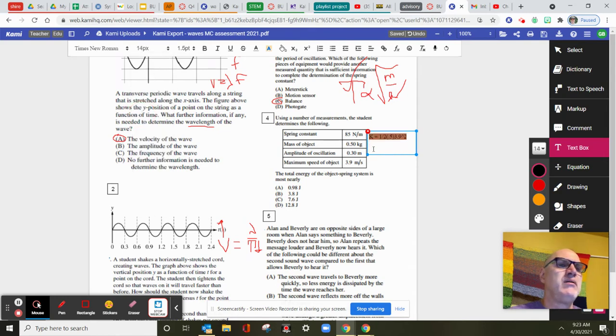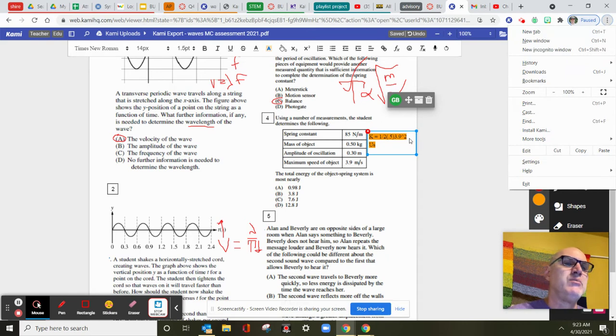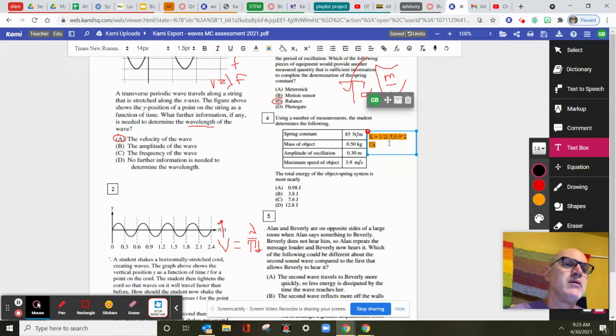That's better. And the potential energy due to the spring, U spring, is equal to 1/2 k x squared, where k is equal to 85 and x is 0.3. In any case, you can do both of those calculations and they both come up with 3.8.